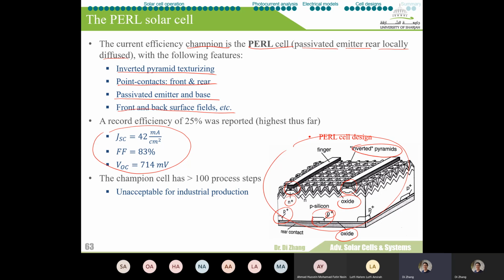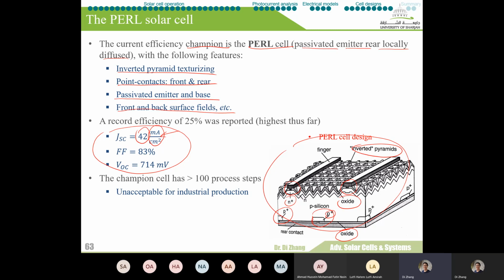So we mentioned earlier in this chapter that whenever we talk about solar cells specifically, we prefer to use the current density unit. To give you an idea, what was the best current density that we were able to achieve in the PERL cell? Actually, it's around 42, and typically the unit is milliamp per centimeter squared. This is a very widely used unit for current density.